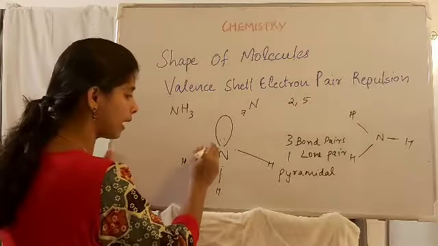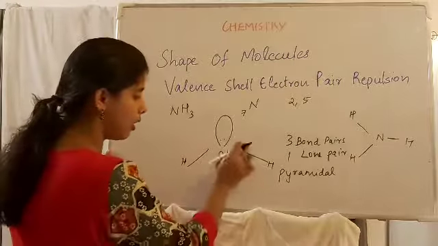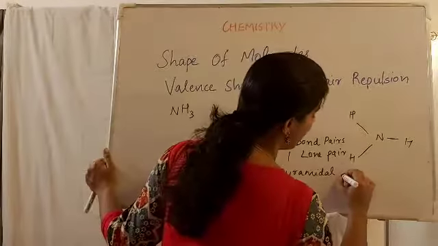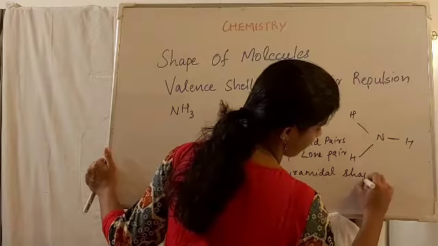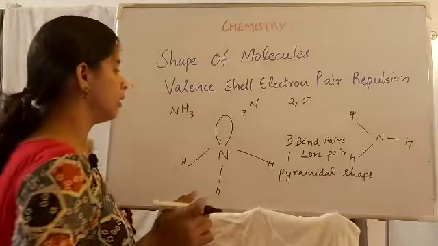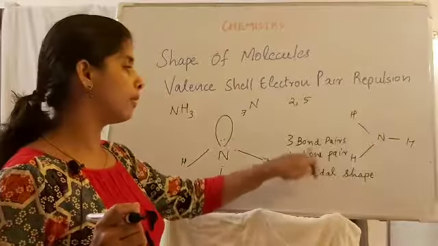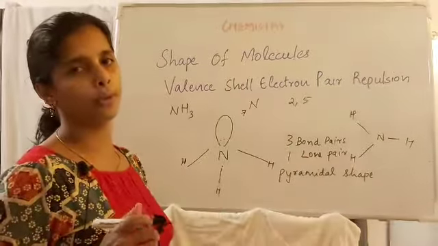It is like a pyramid with 3 corners here and one lone pair at the top. So we can say ammonia has a pyramidal shape. The number of bond pairs is 3. The number of lone pairs is 1.